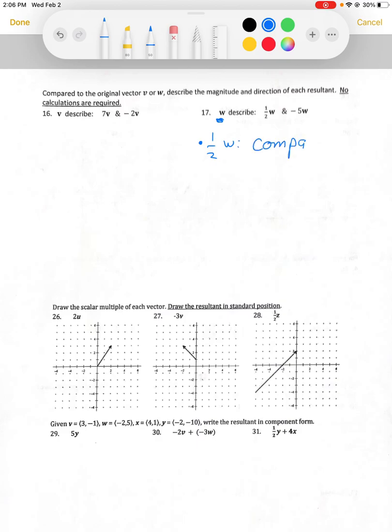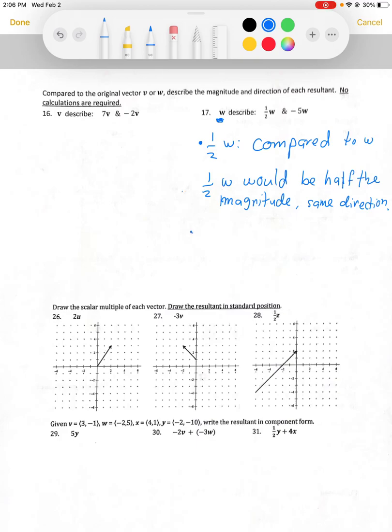Compared to w, half of w would be half the magnitude but the same direction. If we drew the picture, it looks something like this. Say w went like that. Half of w would just be half the length, but the same direction.